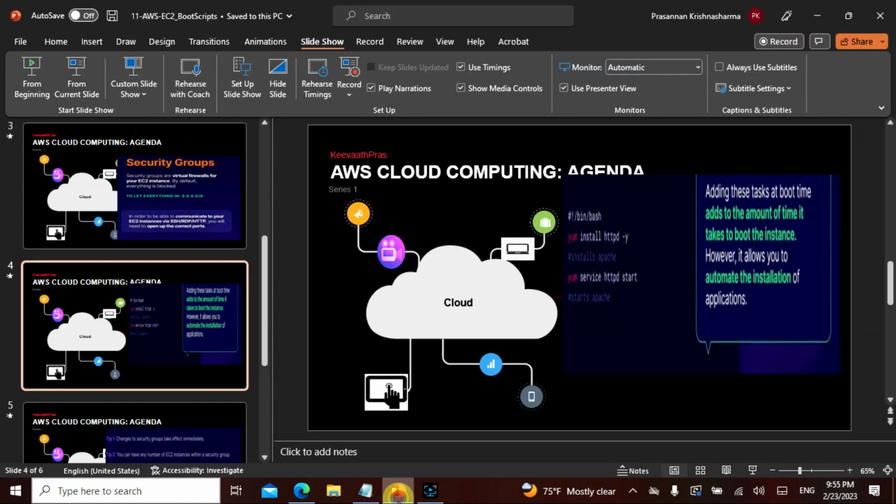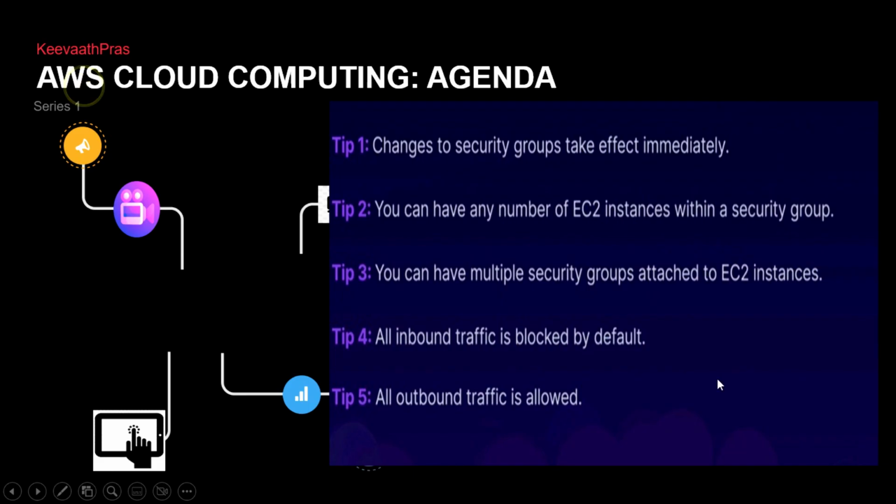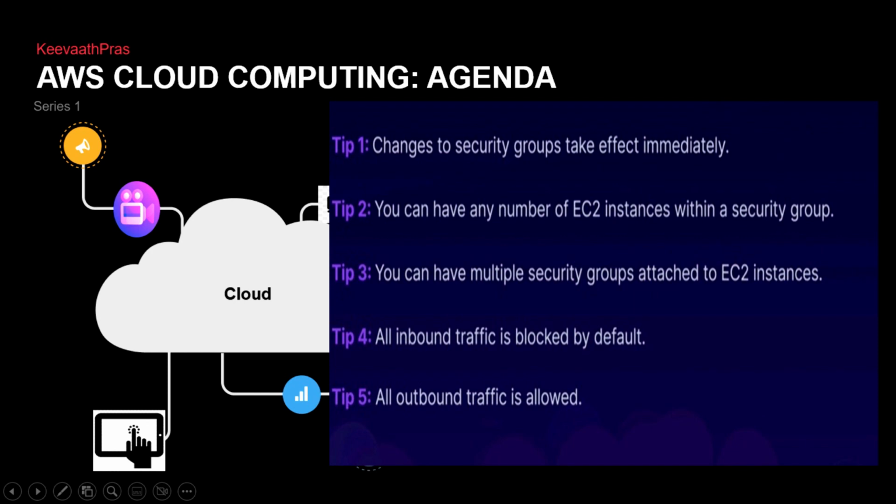So what did we learn here? Changes to the security group take effect immediately. You can have any number of EC2 instances within a security group. You can have multiple security groups attached to EC2 instances. All inbound traffic is blocked by default, and all outbound traffic is allowed.